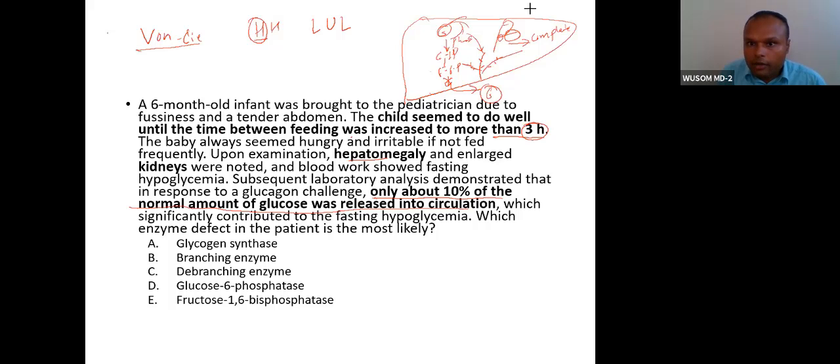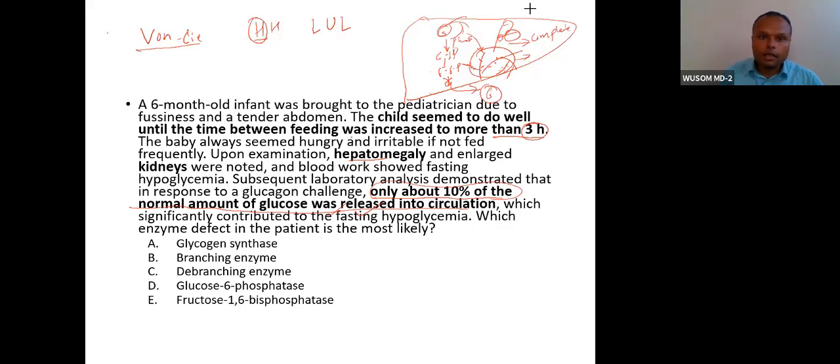So only part of the glycogen will be degraded. Because of that, only this part of the glycogen will come out of the cell. Because of that, what will happen? This will accumulate and it will cause hepatomegaly. But it will still contribute to the blood glucose. That is why glycogen phosphorylase is able to act, and this phosphatase is able to act. That is why this glucose will come out of the cell, with a little bit of contribution, about 10% of the normal amount of blood glucose released into circulation.